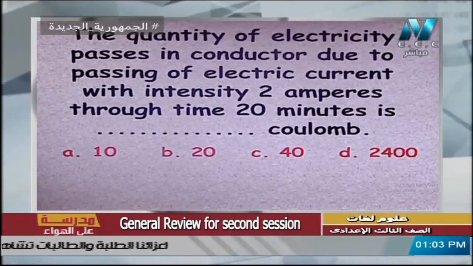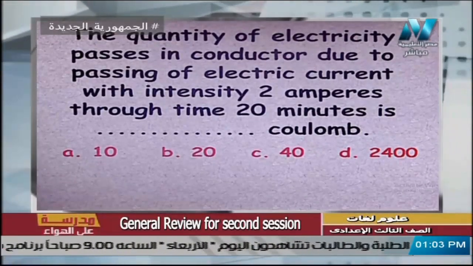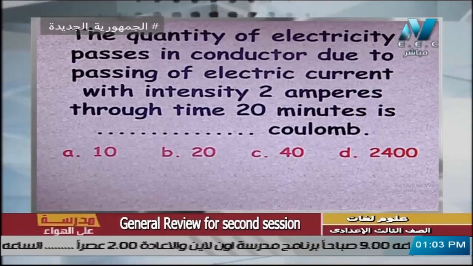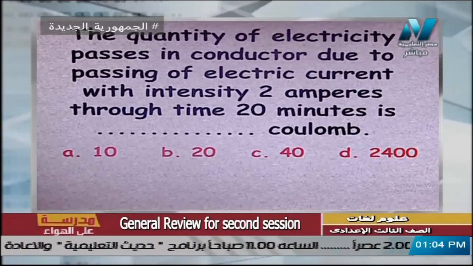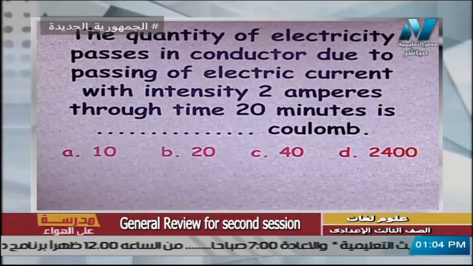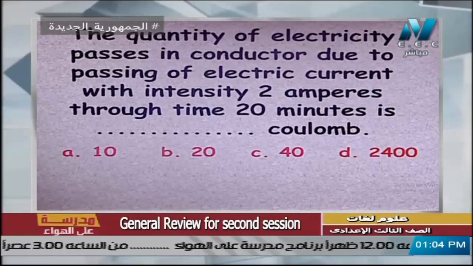The quantity of electricity passing in a conductor due to the passing of the electric current with the intensity of 2 ampere through the time 20 minutes is what? Coulomb: 10, 20, 40, 2400. Let's start to answer this question. It's a problem of electricity. It asks for the quantity of electricity, so Q is what I don't have.